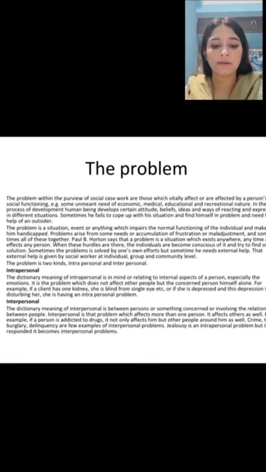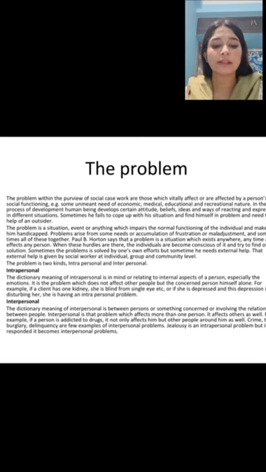The problem is of 2 kinds, that is intrapersonal and interpersonal. Intrapersonal is in the mind or relating to internal aspects of a person, and interpersonal is between persons, or something concerned with or involving the relationship between people.